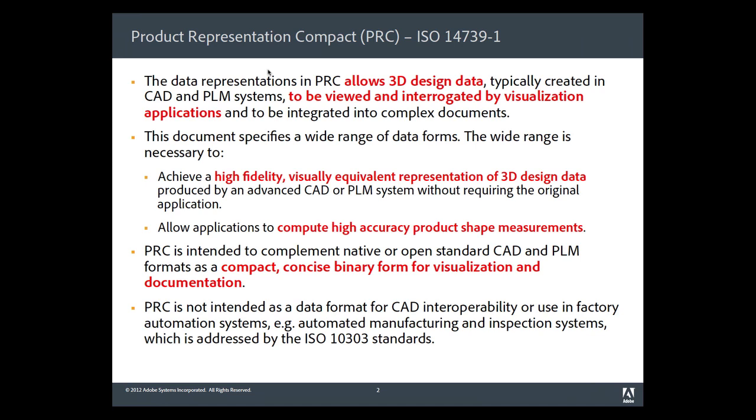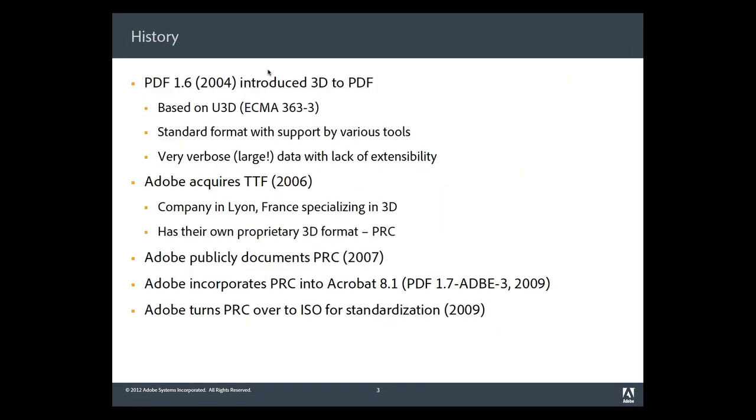What you see on the screen, if you were bothering to read it, actually comes out of the standard, and I just highlighted some bits you can look at. But I want to really talk about the history, and as Olaf said, why do we care? So 3D was originally introduced in PDF 1.6 in 2004. It used another standard, U3D, which is an ECMA standard. ECMA is another accredited standards body. It's actually a very nice standard.